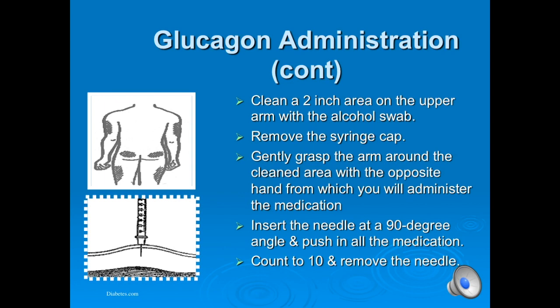Clean a 2-inch area on the upper arm with an alcohol swab. Remove the syringe cap. Gently grasp the arm around the cleaned area with the opposite hand. Insert the needle at a 90-degree angle and push all of the medication in. Count to 10 and then remove the needle. Do not recap the needle after injecting the student.